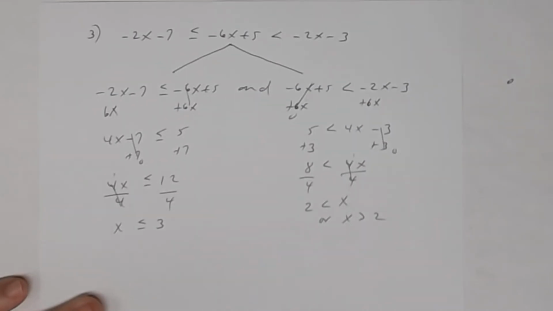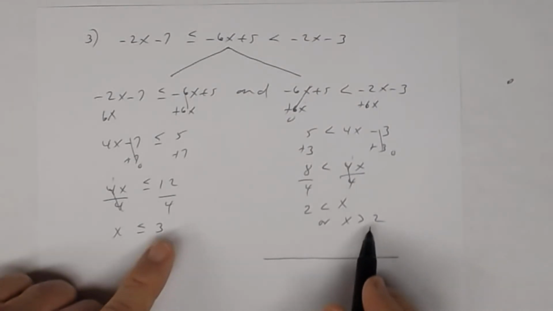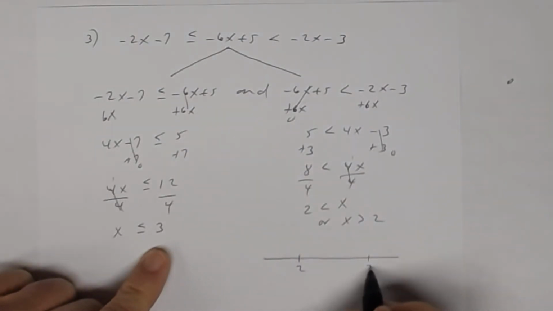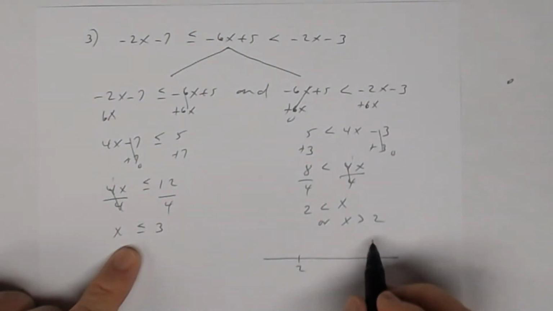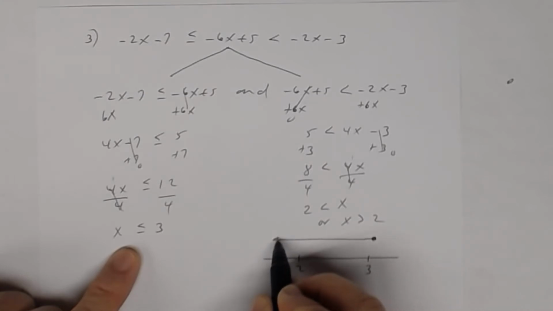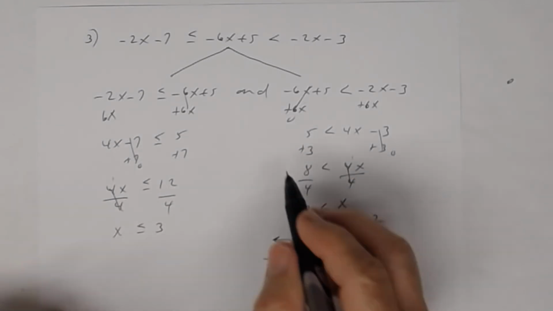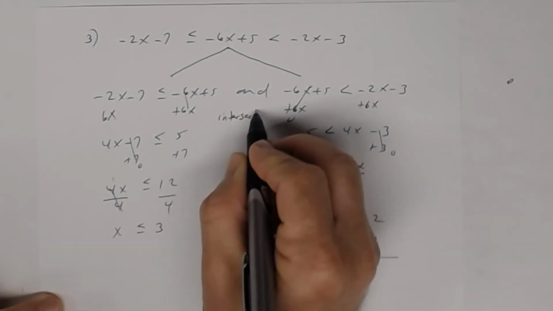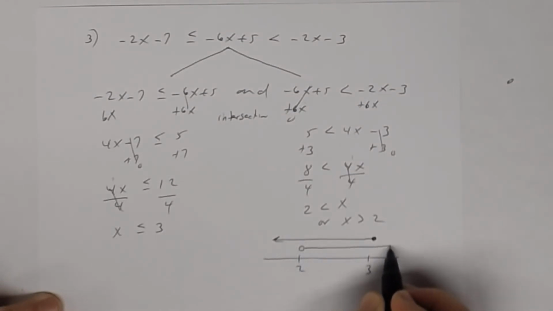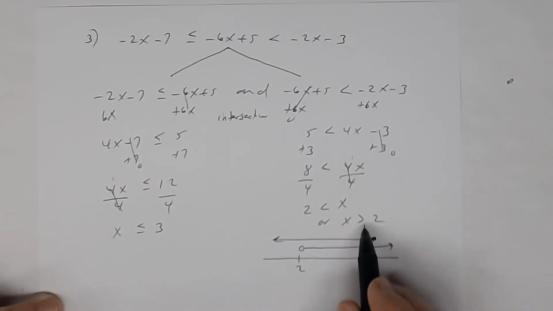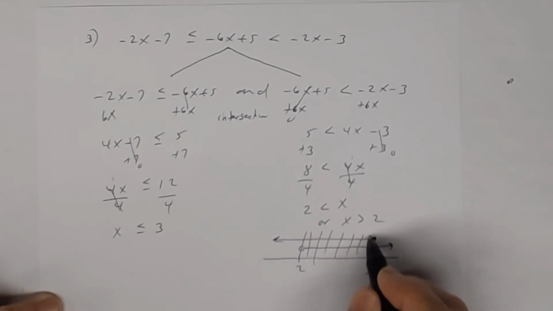All right? And so now to find the solution to this compound inequality, let's put 2 and 3 on the number line. So 2 and 3. The solution to this compound inequality is any real number less than or equal to 3, closed circle to the left, and at the same time, an intersection, must be greater than 2. Hence, see where it says no equal sign, so open parentheses. So it's the intersection of those two.